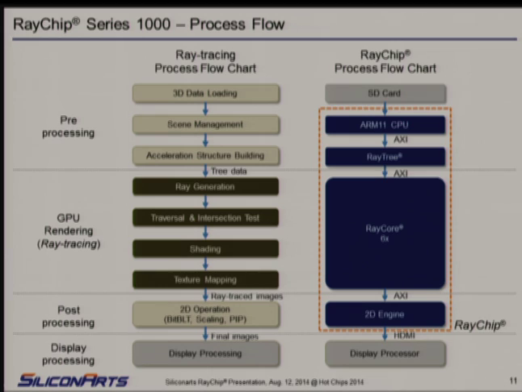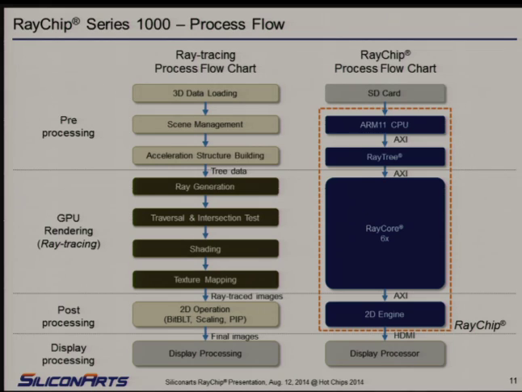This slide depicts the detailed process of ray tracing. In the pre-processing stage, 3D graphics data is loaded into the DRAM via SD card, and the ARM11 CPU performs scene management. Then, in the acceleration structure building stage, RayTree builds 3D graphic data into an acceleration structure called a KD tree for efficient ray tracing implementations. A KD tree is a space partitioning data structure for organizing points in a k-dimensional space.